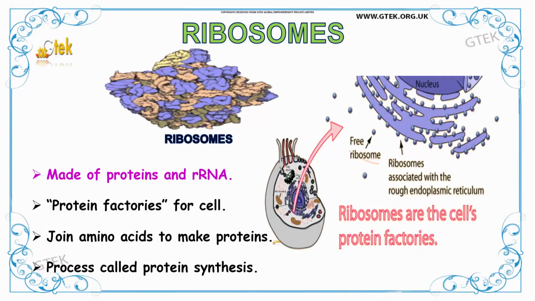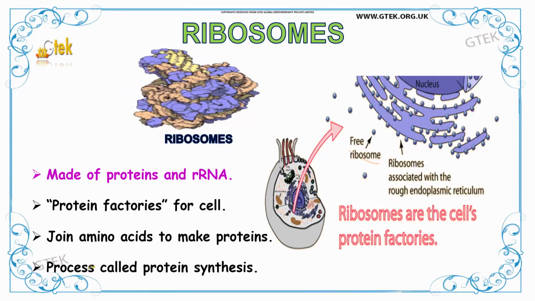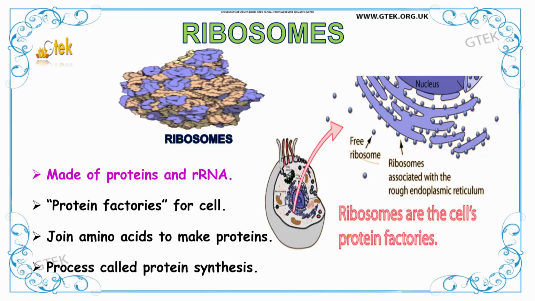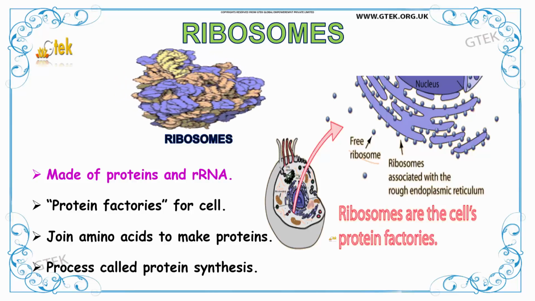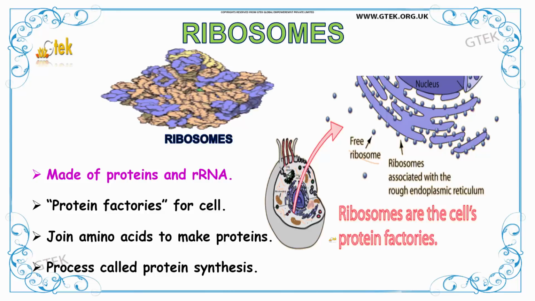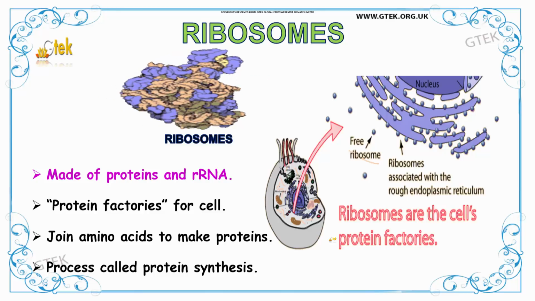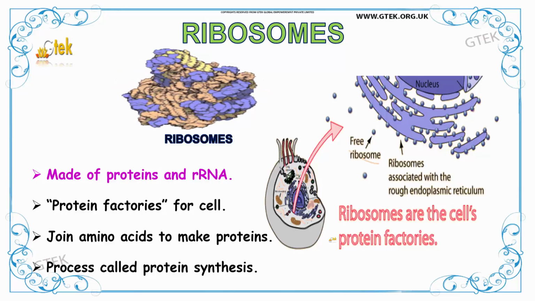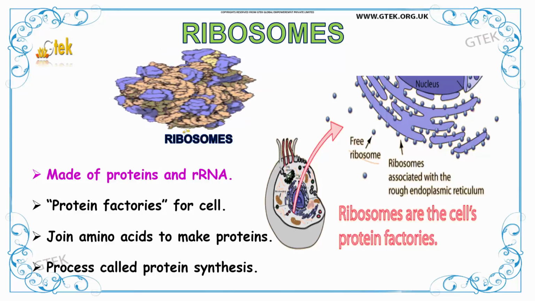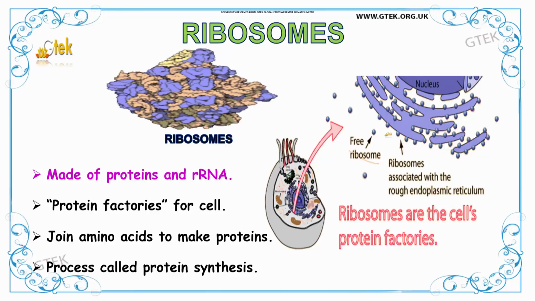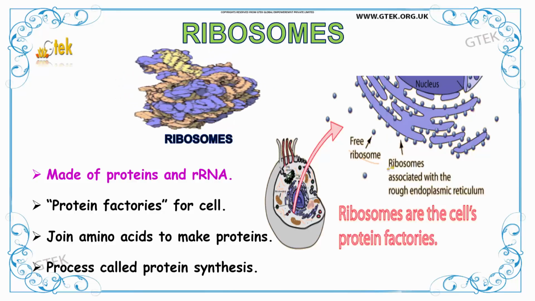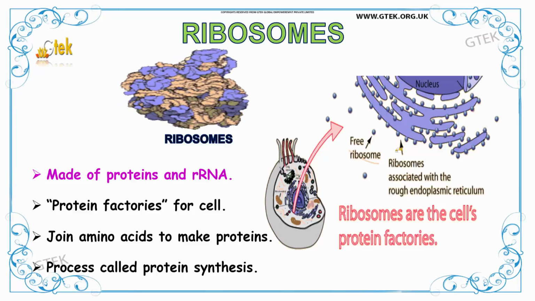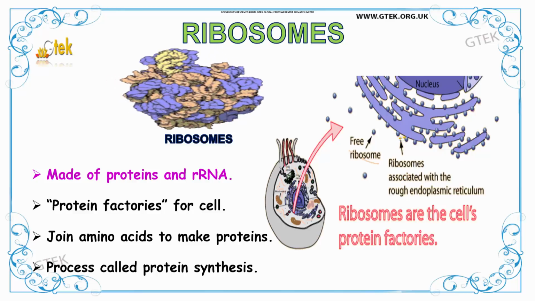Now we are going to discuss about ribosomes. Ribosomes are made of proteins and rRNA. They are the protein factories of the cell. They join amino acids to make proteins. This process is called protein synthesis. You can see the ribosomes over here. Here, the free ribosomes and the ribosomes associated with the rough endoplasmic reticulum. You can see it over here.